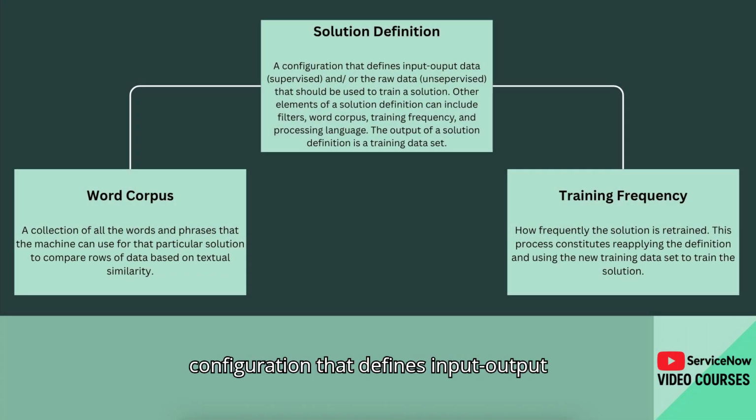Solution definition is a configuration that defines input-output data or the raw data that should be used to train a solution. Other elements of a solution definition can include filters, word corpus, training frequency, and processing language. The output of a solution definition is a training data set. Word corpus is a collection of all the words and phrases that the machine can use for that particular solution to compare rows of data based on textual similarity. Training frequency refers to how frequently the solution is retrained. This process constitutes reapplying the definition and using the new training data set to train the solution.